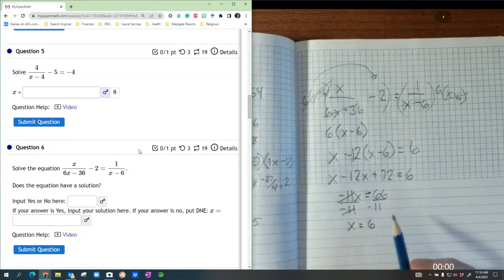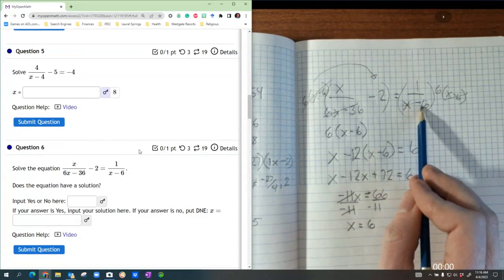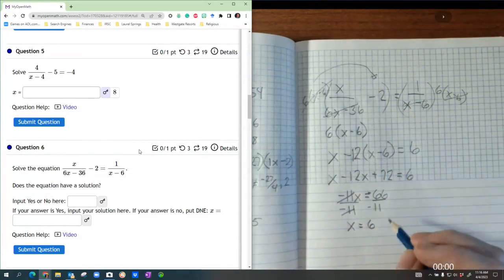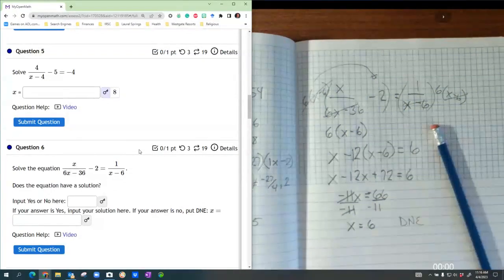Now I come back up here and I see 6 minus 6 is 0. All right. So then my answer will be no solution, or DNE, does not exist. All right. So that's when we have to be careful with that. So input yes or no here. Does the equation have a solution? The answer is no. And the reason why is because when we solve it, it doesn't work. So the answer is DNE, or does not exist.